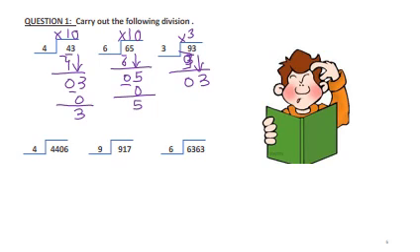3 divided by 3, it works out, so it's 1. 3 times 1, it's 3. And you subtract, and that's a 0.